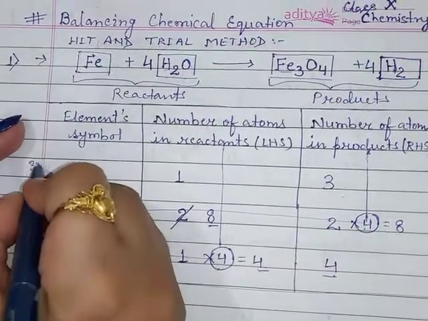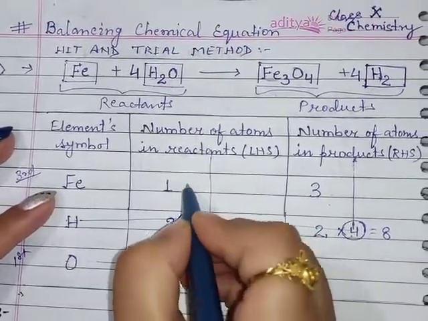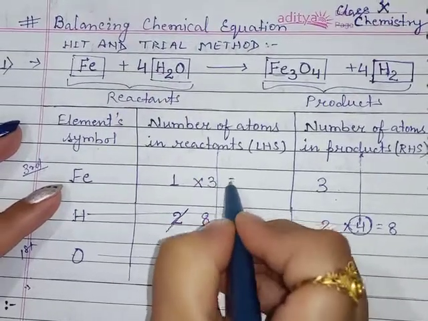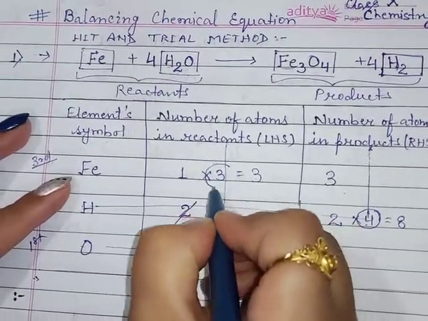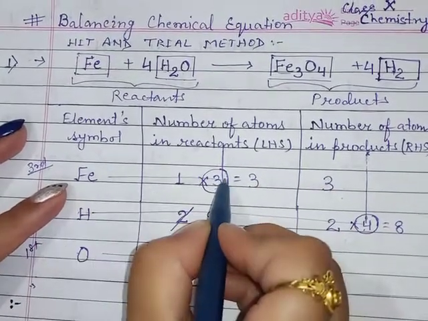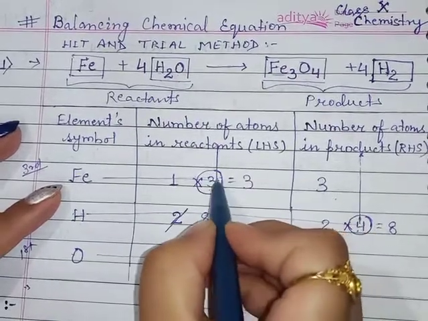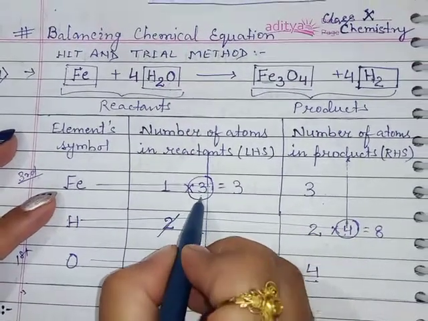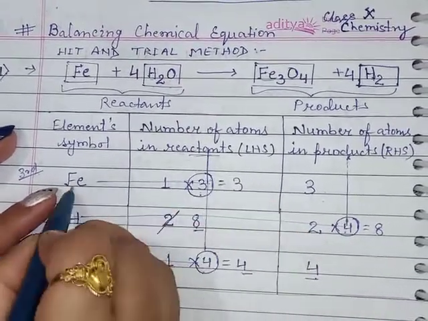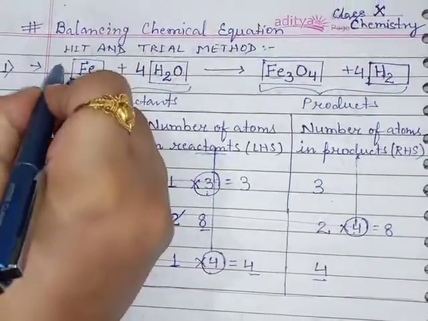Third priority is given to iron. This is 3 and this is 1. 1 multiply 3 is equal to 3. This 3 is for the reactants of iron. We check the horizontal line and vertical line. So this 3 comes in the reactant of iron. Reactant of iron is here, so this 3 comes here.